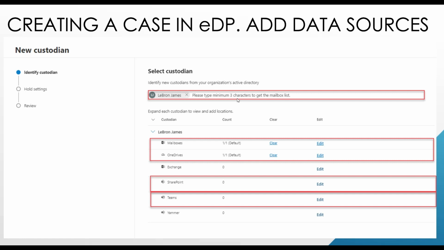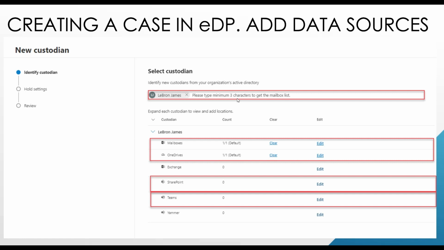Below that, we've actually got the custodian's workloads. Okay, so expand each custodian to view and add locations. This is where you can find any data that you want to review on that particular user. So we've got the mailbox at the top, and then we've got the OneDrive. These are always returned to you as a default value, as it states in the brackets. This then gives you the ability to do searches against those.